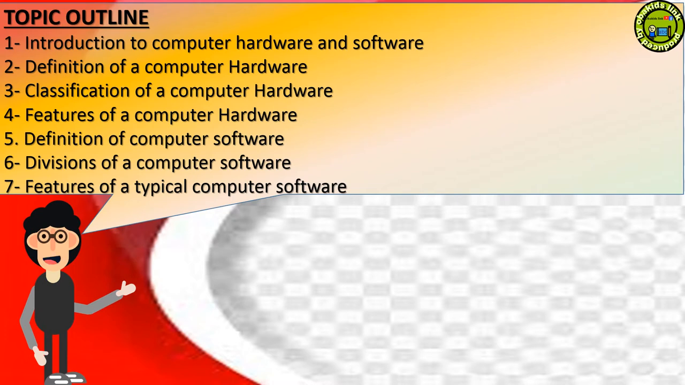Topic outline. 1. Introduction to computer hardware and software. 2. Definition of a computer hardware. 3. Classification of a computer hardware. 4. Features of a computer hardware. 5. Definition of a computer software. 6. Divisions of a computer software. 7. Features of a typical computer software.